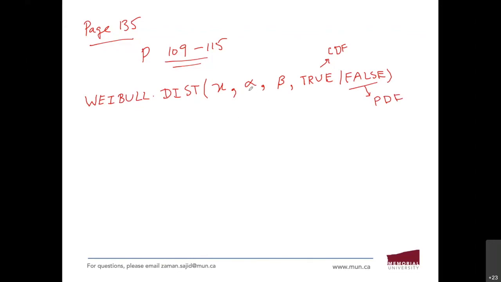This alpha, Microsoft Excel recognizes it as the shape parameter, which we were saying as M in our lecture. This beta, Microsoft Excel recognizes it as the scale parameter. Now we were using it as a theta.